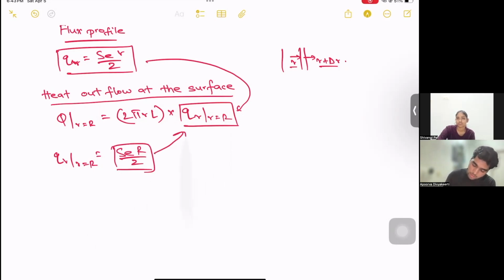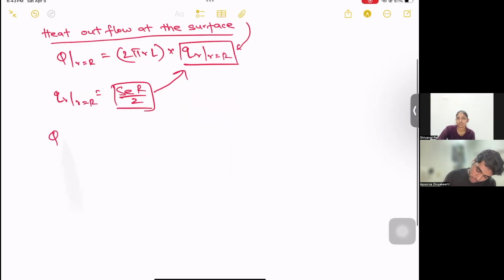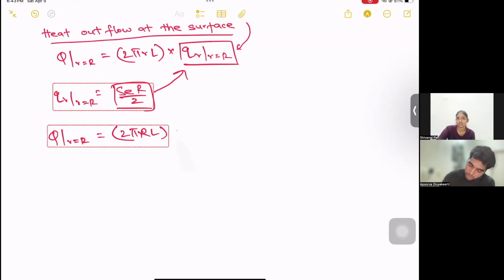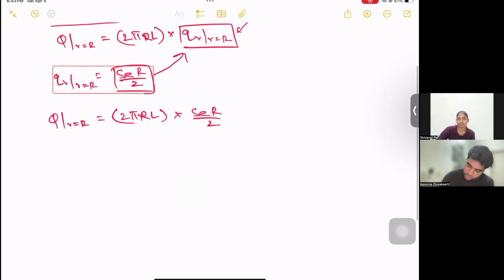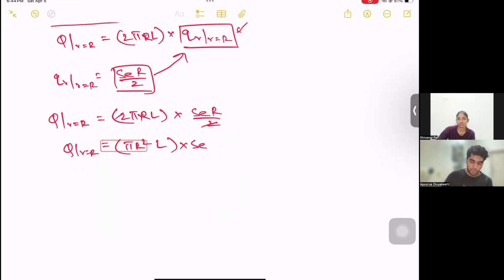So substituting this and this, the heat outflow Q at r equals R is 2 pi R, sorry, this R also needs to be capital R, L into S_e R by 2. Now simplifying it, the 2 pi cancels, so it changes to pi R square L into S_e. This is the heat outflow at the surface.